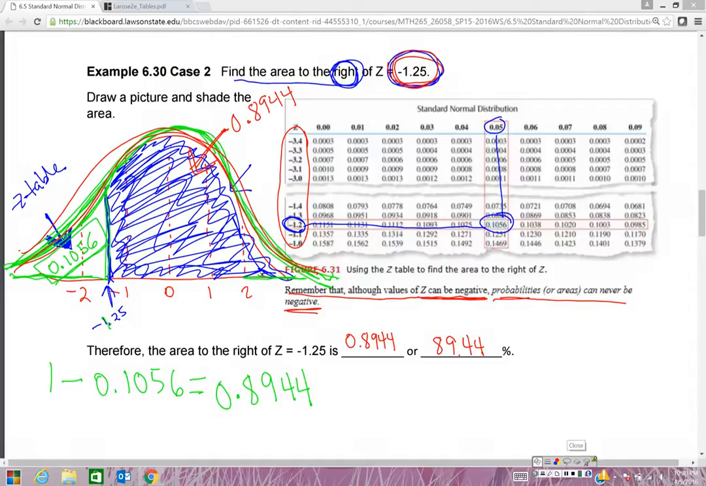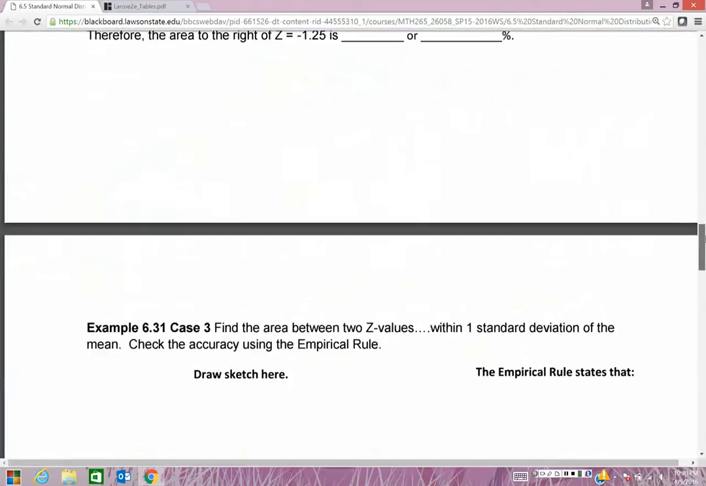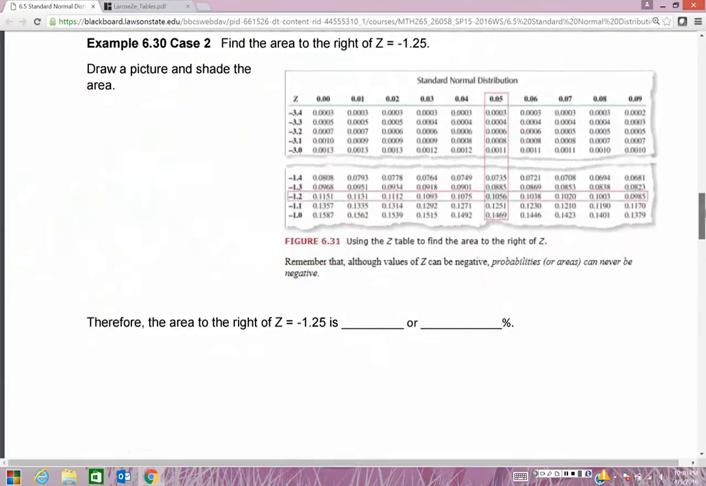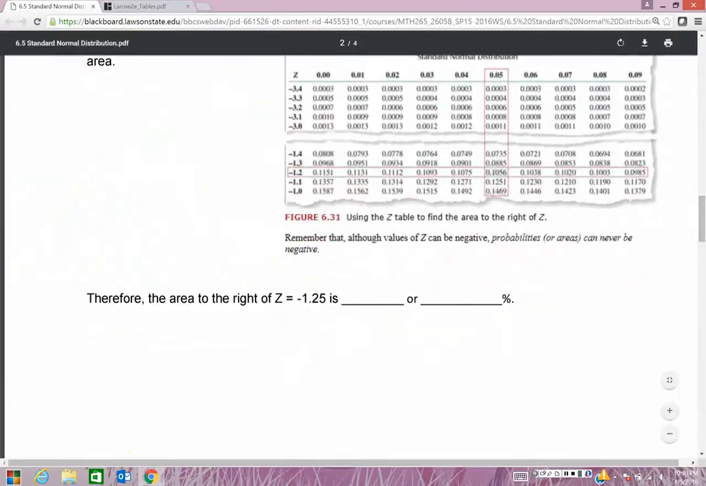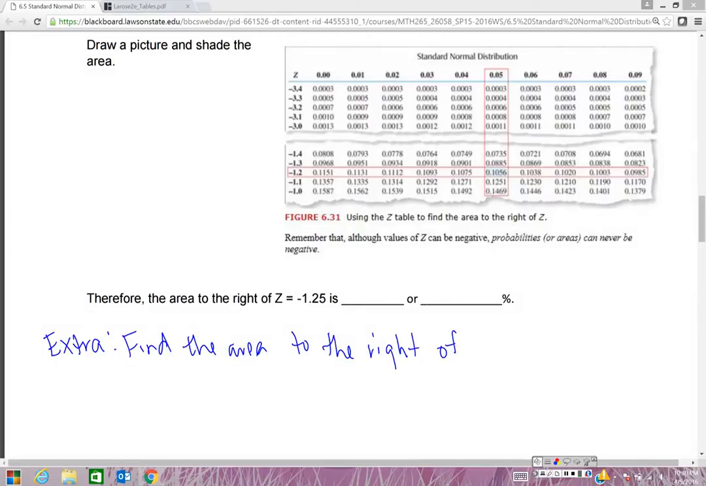So let's say I make up a z value if we don't have another example, right? Let me make up an extra problem here. Find the area to the right of negative 1.17.